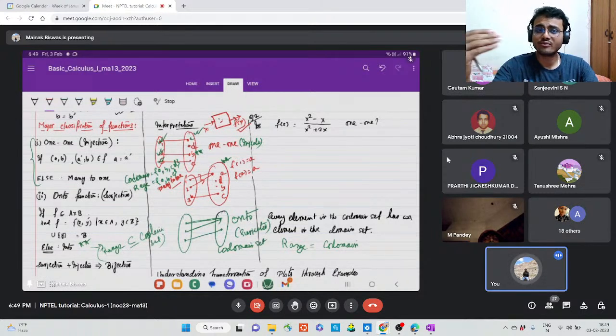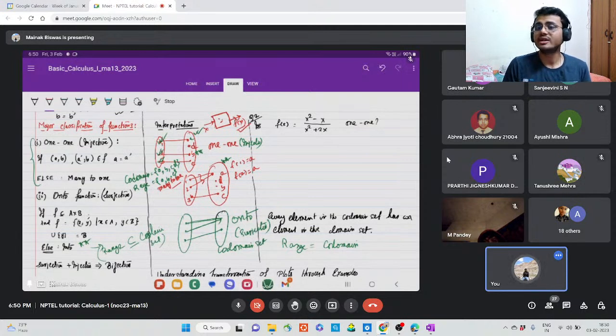On the other hand, we did a lot of classification about functions, saying that you can either have one-one functions where every element in the domain set maps to a unique element in the codomain set, or many-one functions where multiple elements in the domain set can map to the same element in the codomain set. This is one way of categorizing functions. The other way is to tell whether it's into or onto.